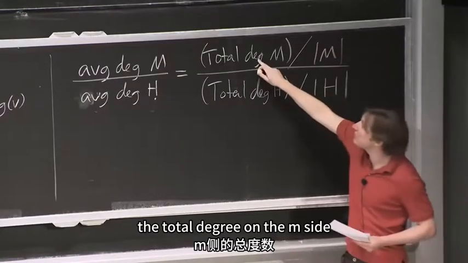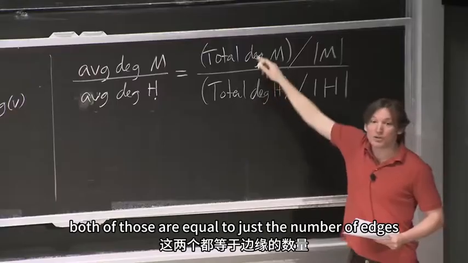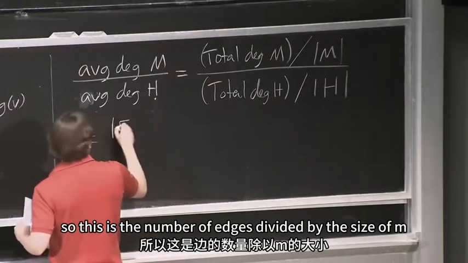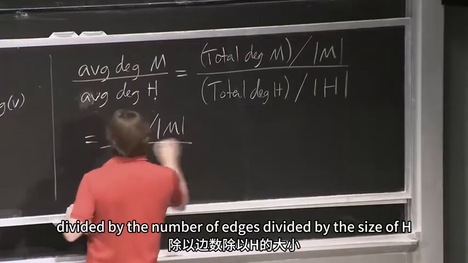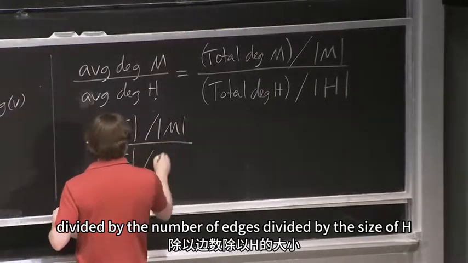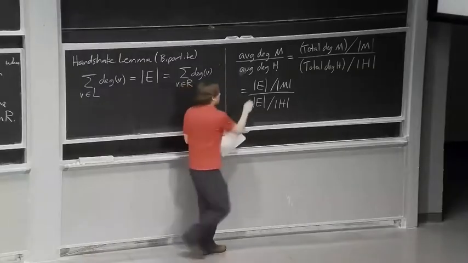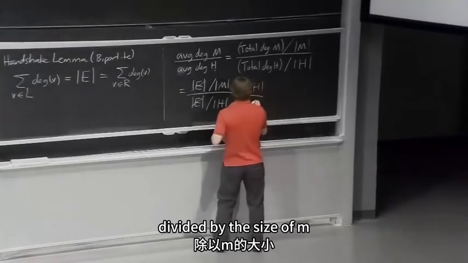Okay, but we just said that the total degree on the M side and the total degree on the H side, both of those are equal to just the number of edges. So this is the number of edges divided by the size of M, divided by the number of edges divided by the size of H. The E's cancel. This just becomes the size of H divided by the size of M.